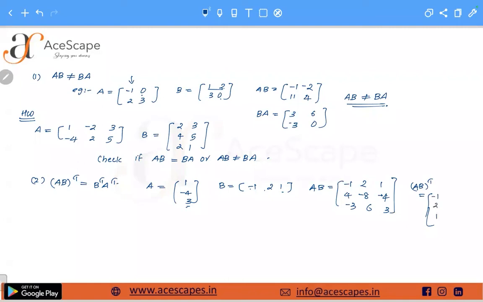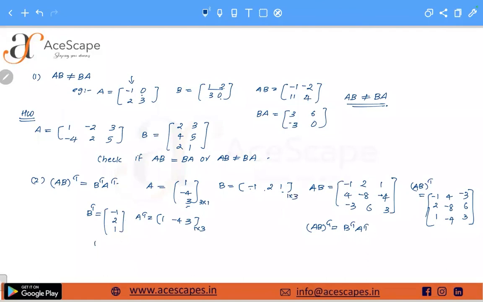[-1, 2, 1; 4, -8, -4; -3, 6, 3]. You can check by yourself that the transpose of AB is equal to B transpose into A transpose. Take the transpose of B. B transpose will be [-1, 2, 1], right? A transpose will be [1, -4, 3], right? Transpose of a 3 by 1 matrix will be a 1 by 3 matrix, and transpose of a 1 by 3 matrix will be a 3 by 1 matrix.